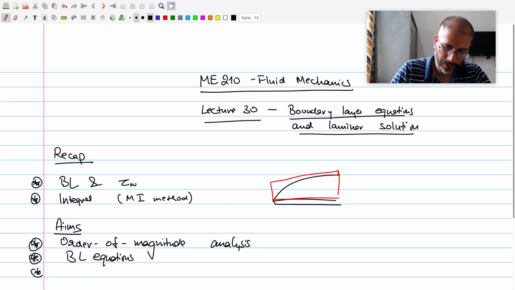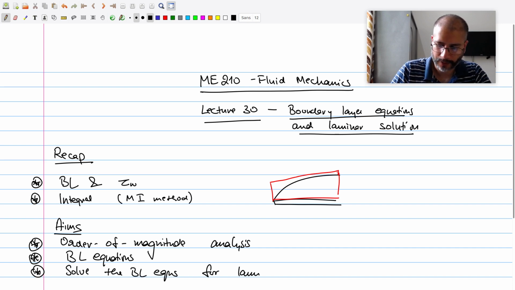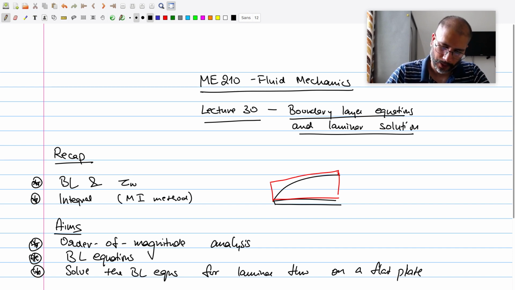And then finally, once we have got the equations, we will solve them for a laminar flow situation in a flat plate or on a flat plate. Okay, so these are the three major tasks for today. So let's start.